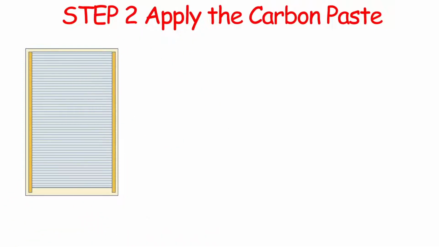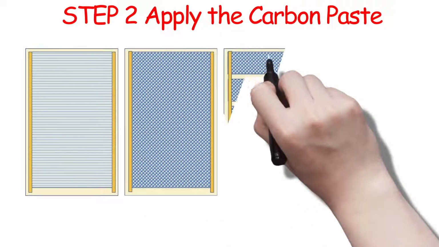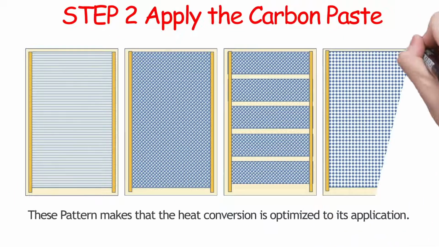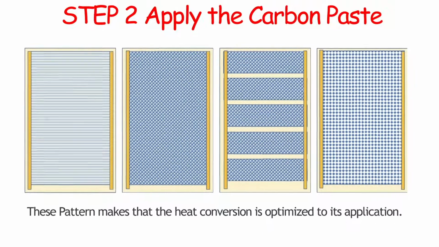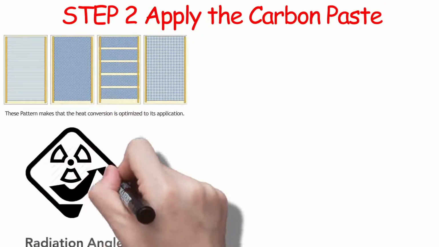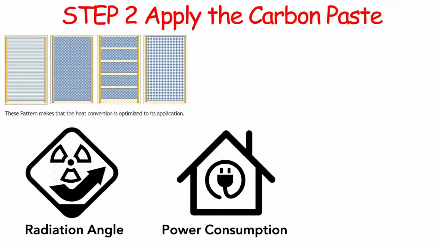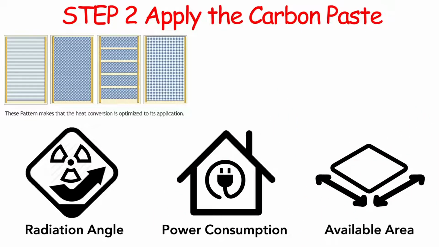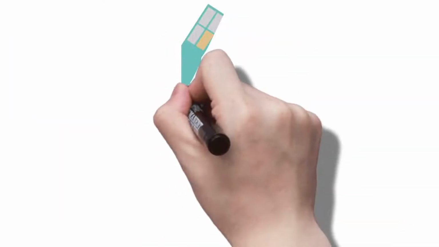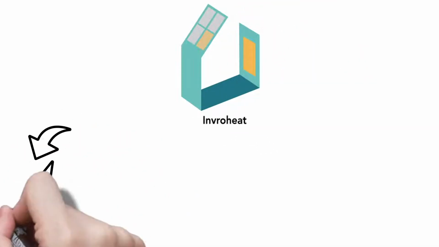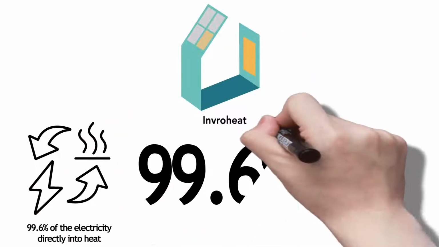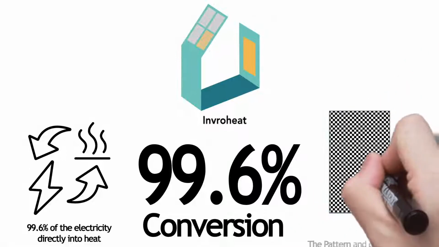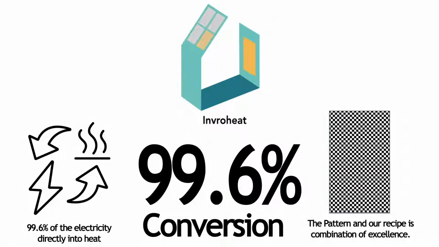In this step we apply our patent, published in 2019. We do it in a special pattern. This pattern makes the heat conversion optimized to its application. We determine the radiation angle, the power consumption and the available area. InfroHeat converts 99.6% of the electricity directly into heat. The pattern and our recipe of the paste is a combination of excellence.